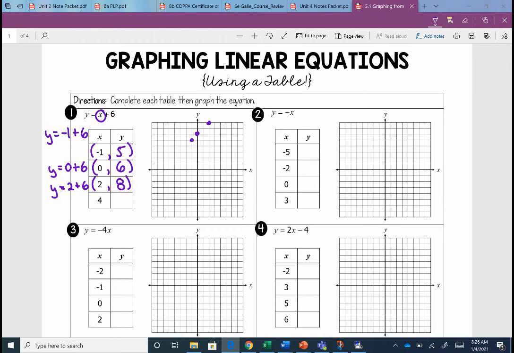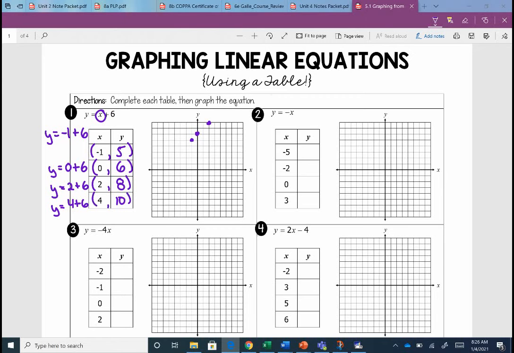And then our last one, we have an input of 4. So we have 4 plus 6. Remember, nothing else changes but what you're putting in for the x. And I get a 10.